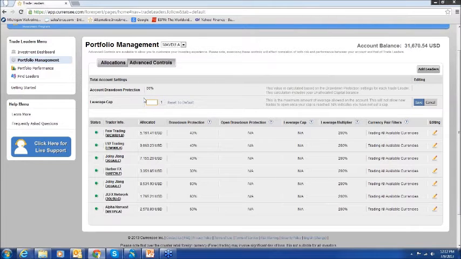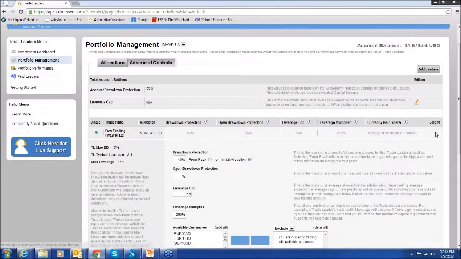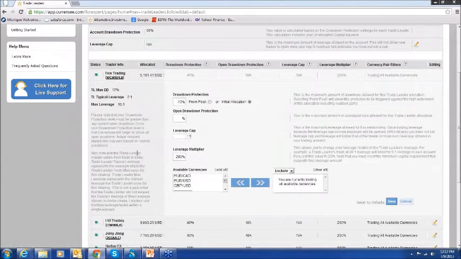Traditionally, the majority of our traders are trading typical leverage anywhere from 2 to 10 to 1. But if you are a high net worth, if you're a family office, if you're a fund that can only have the account traded at 5 to 1 or less, you have the ability to set that here. And really neat, underneath, you have the ability to go in and adjust not only on the overall account, but per each trade leader involved.